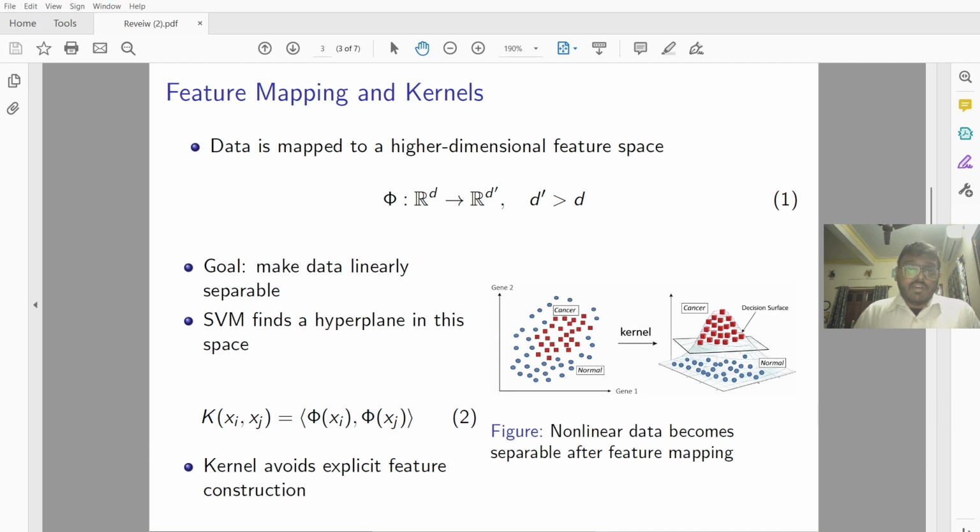Now, explicitly constructing this high dimensional feature vector can be extremely expensive. This is where the kernel trick comes in. A kernel computes the inner product between two feature vectors without ever constructing them explicitly. So the SVM never sees the feature vectors, it only sees their similarities, and classical kernels like polynomial or RBF kernels do this implicitly. Now the question we ask is, can quantum mechanics give us an even richer feature space?